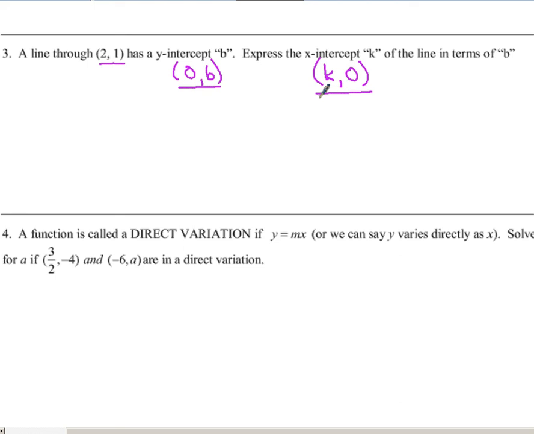If I compare my first 2 points, subtracting from the second point to the first, I'd have b minus 1. That's my y's, right? And I'd have 0 minus 2. That's my x's. I'm going to set that equal to the comparison of the last 2 points. Going from this third one back to the second one, take 0 minus b. That's the difference in my y's over the difference in the x's, which would be k minus 0.